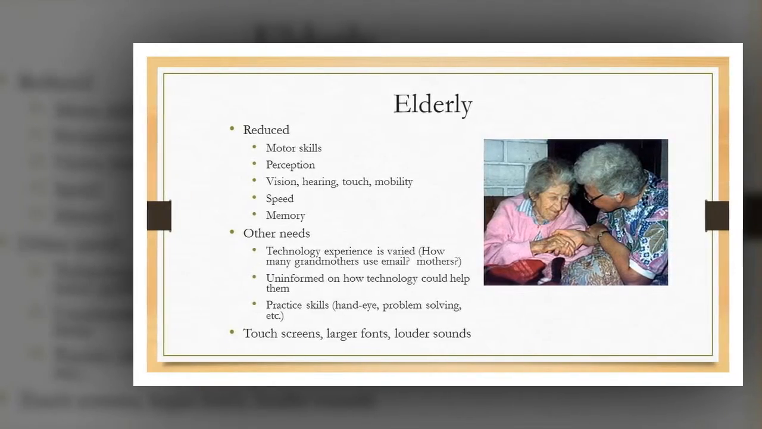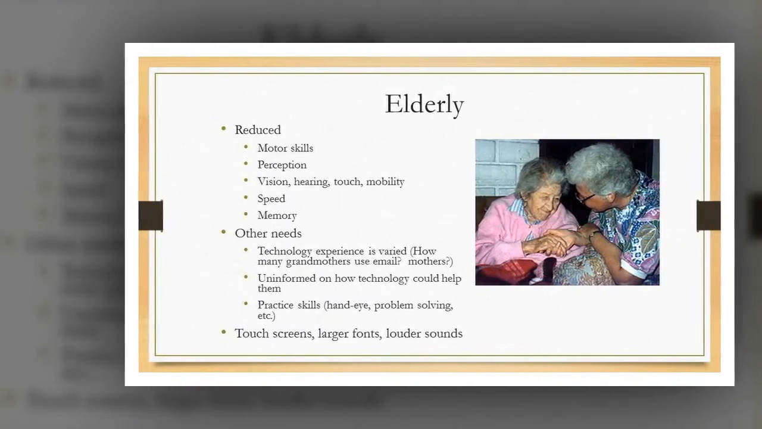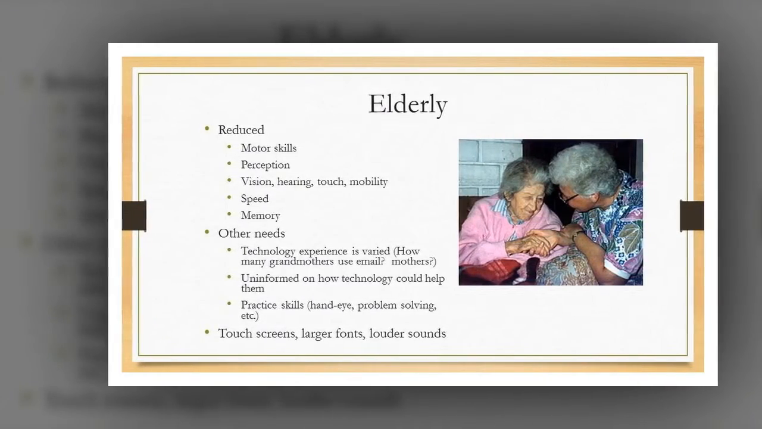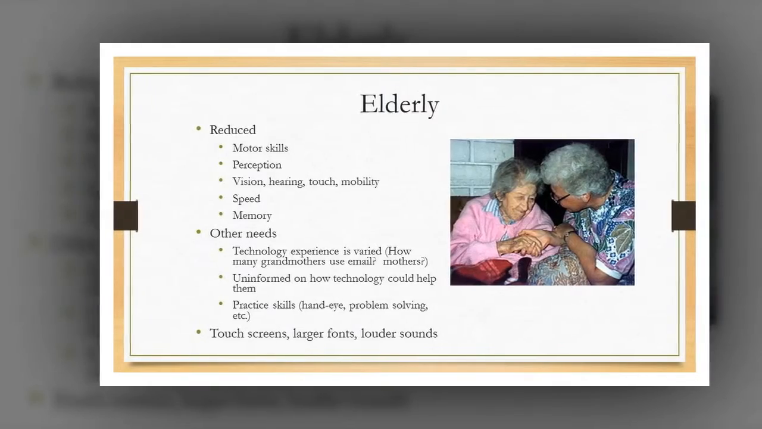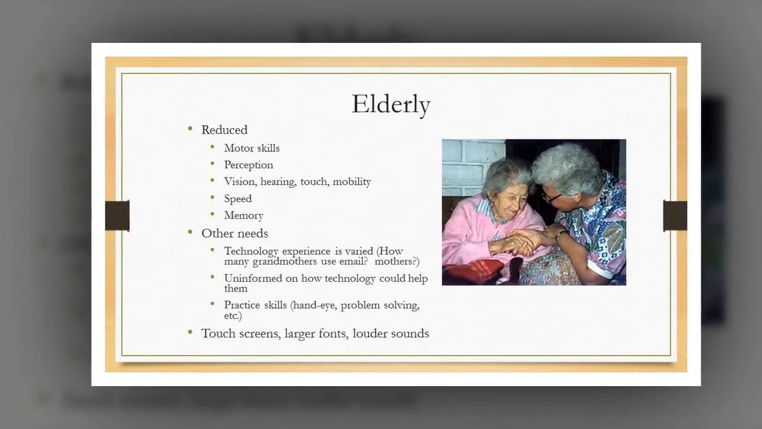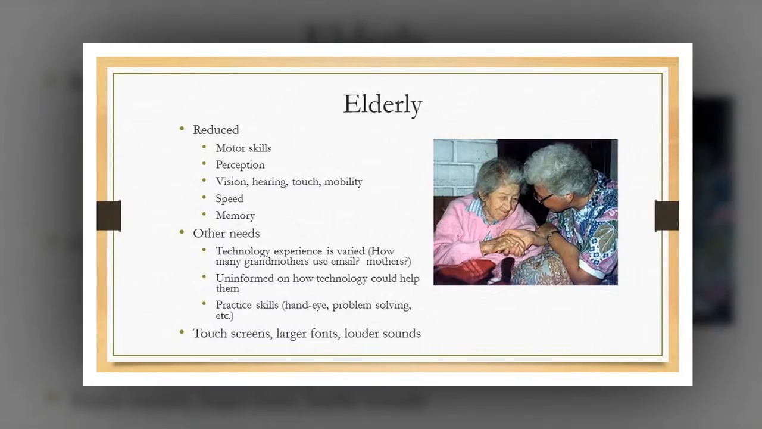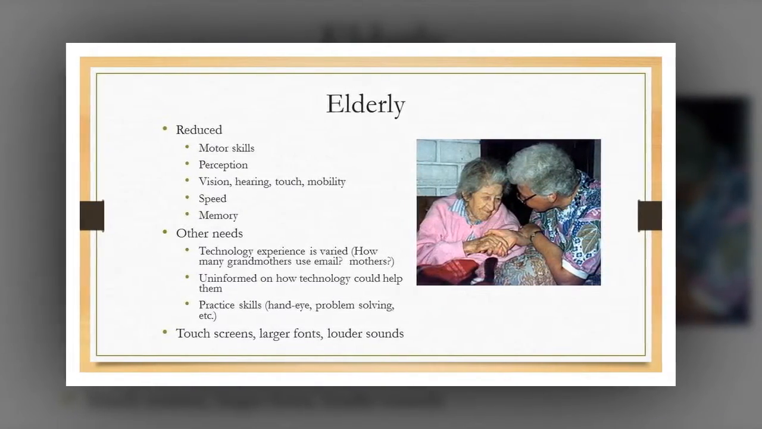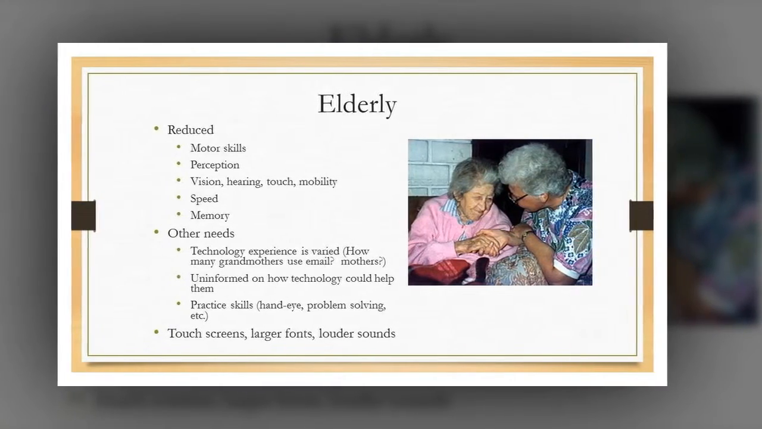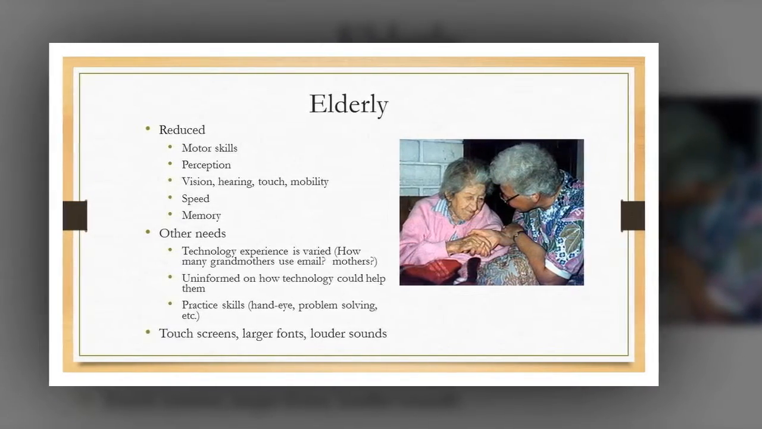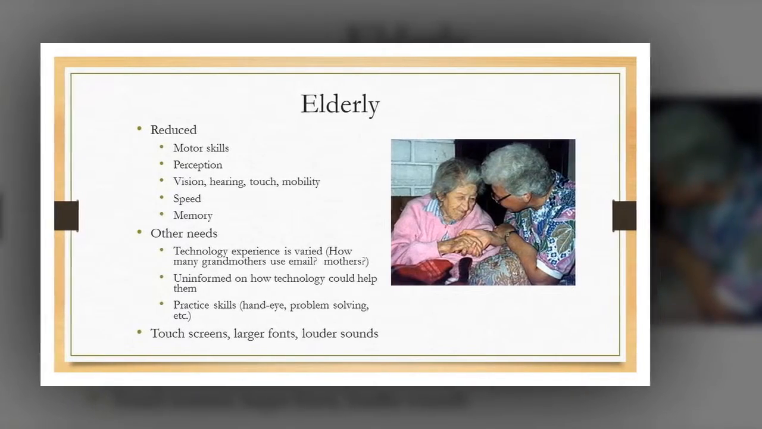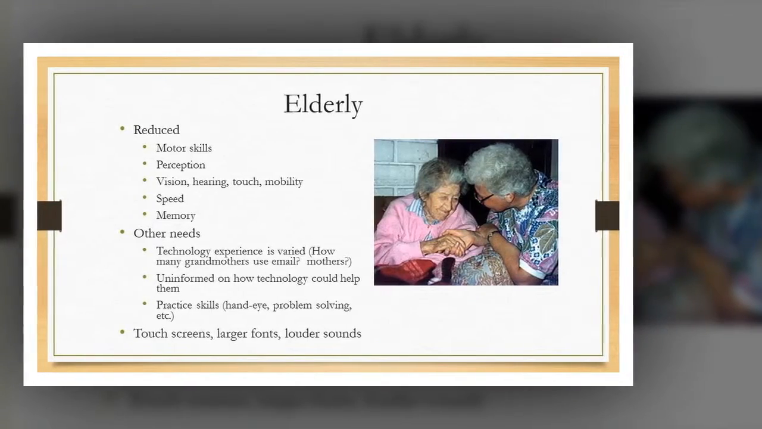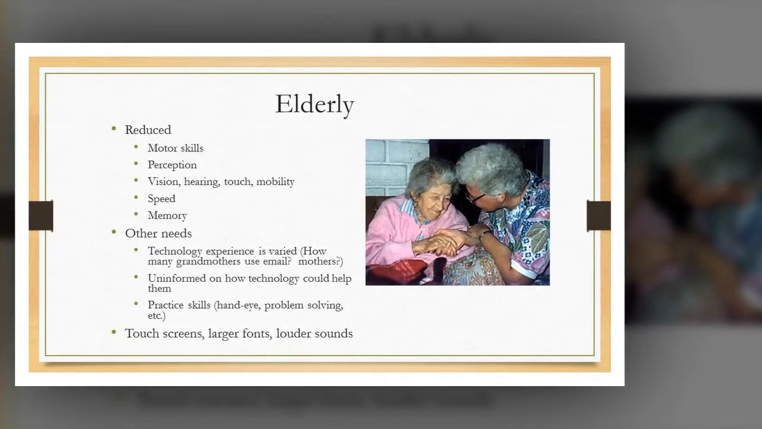Elderly. Reduced motor skills, perception, vision, hearing, touch, mobility, speed, memory. Other needs: technology experience is varied. How many grandmothers use email? Mothers? They are uninformed on how technology could help them. Practice skills, hand-eye, problem solving, etc. Touch screens, larger fonts, louder sounds.